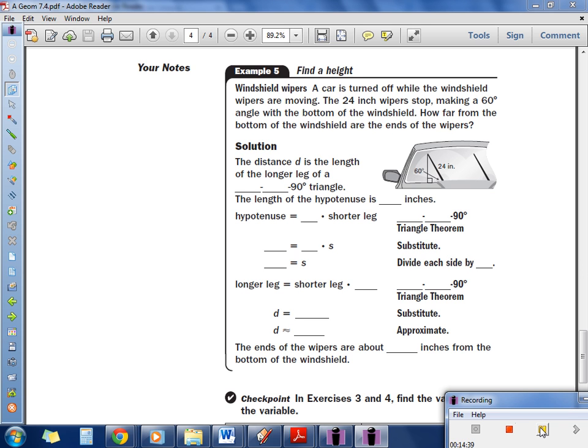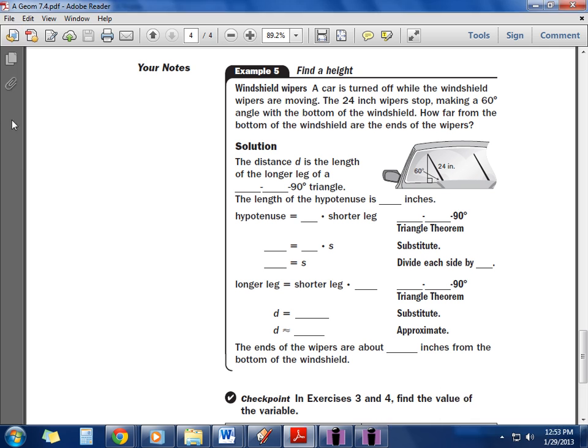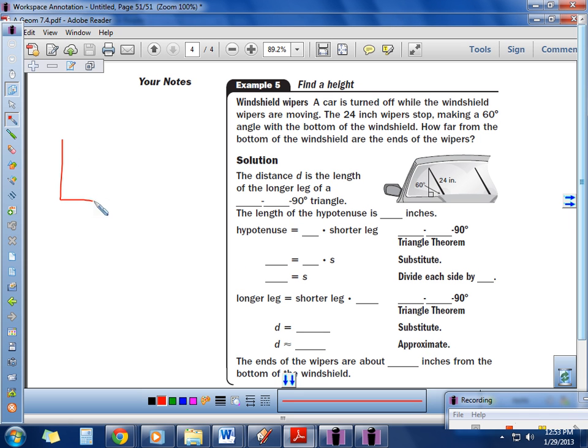On this next one, it gives another real-life problem. This time, we're just going to focus on the picture to save a little bit of time. So the picture looks like this. We're given a 60. We're given a 24. So the goal is to figure out this piece right here. We'll call it X. We're trying to figure out that height. Basically, you're trying to figure out how high the tip of this windshield wiper is from that part on the car. We're trying to figure out that piece. So what kind of triangle is this?